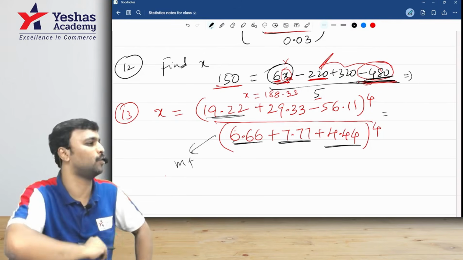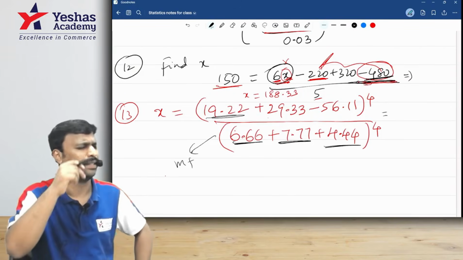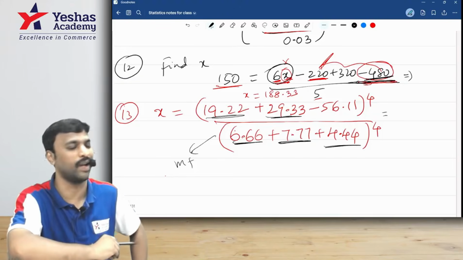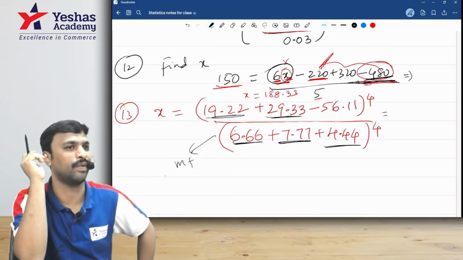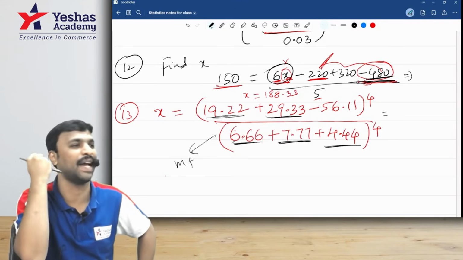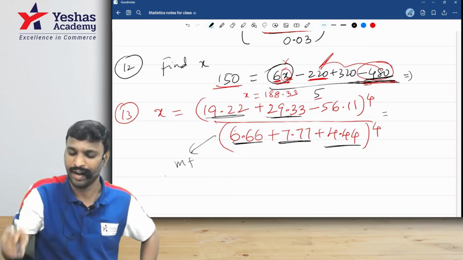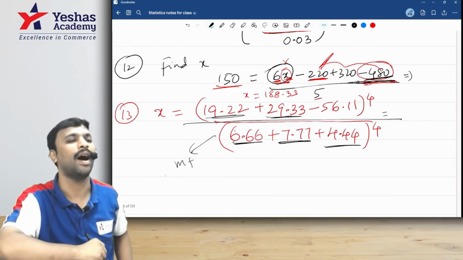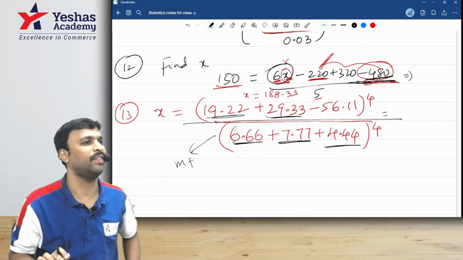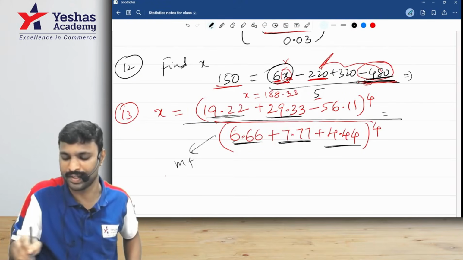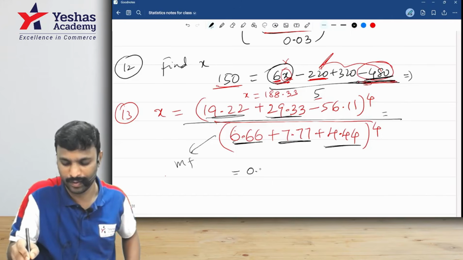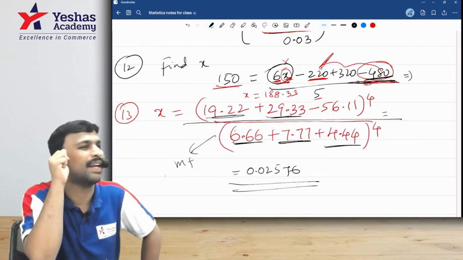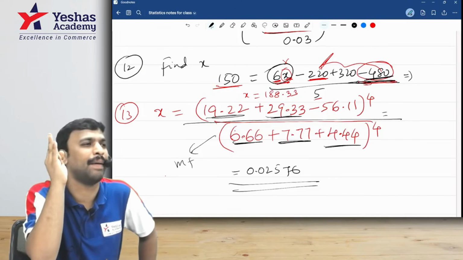Next, 19.22, 29.33 minus 56.11. Raise the power to 4. Press into equal to 3 times. Clear? Now do what? Divide. Where is the denominator? Memory. How do you recall? MRC. After recalling it, you have to press equals. What is the answer? 0.02576. Correct? Clear? Everyone. Pakka.